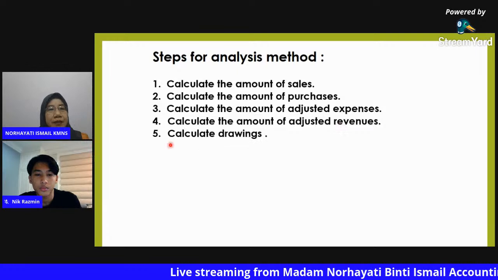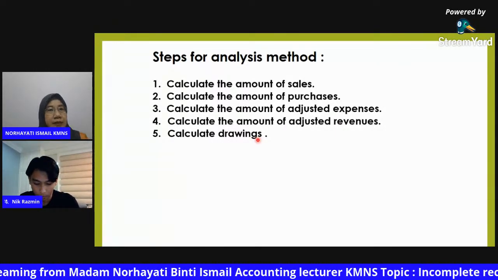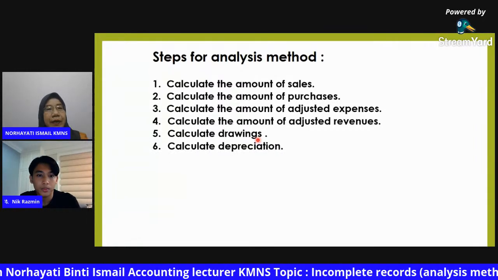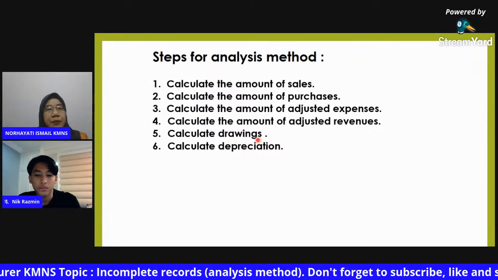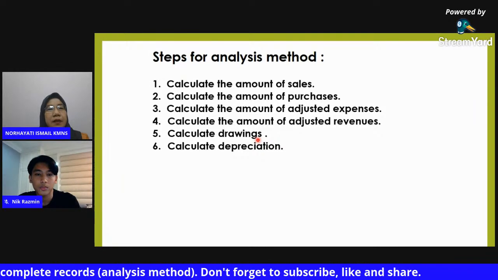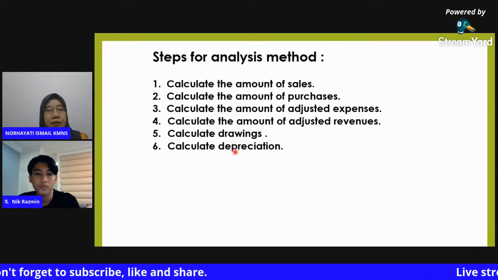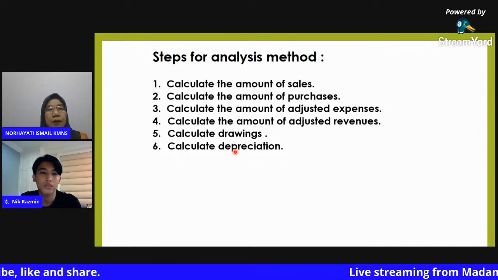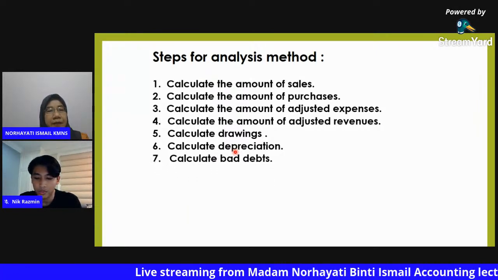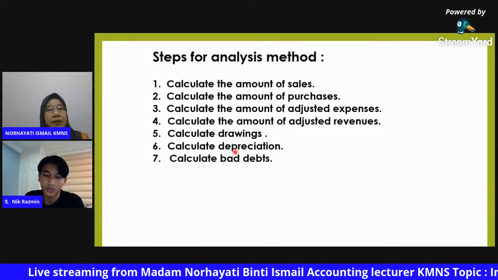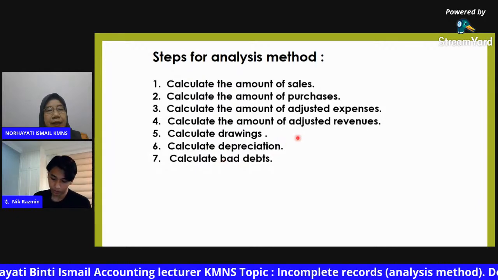Number five, you must calculate drawing. This is the step that you have to make an analysis before we prepare the financial statement. Okay, you have to calculate depreciation. So depreciation for fixed asset. Number seven, calculate the bad debt. Now we have the information, the additional information, so we have to make an adjustment.